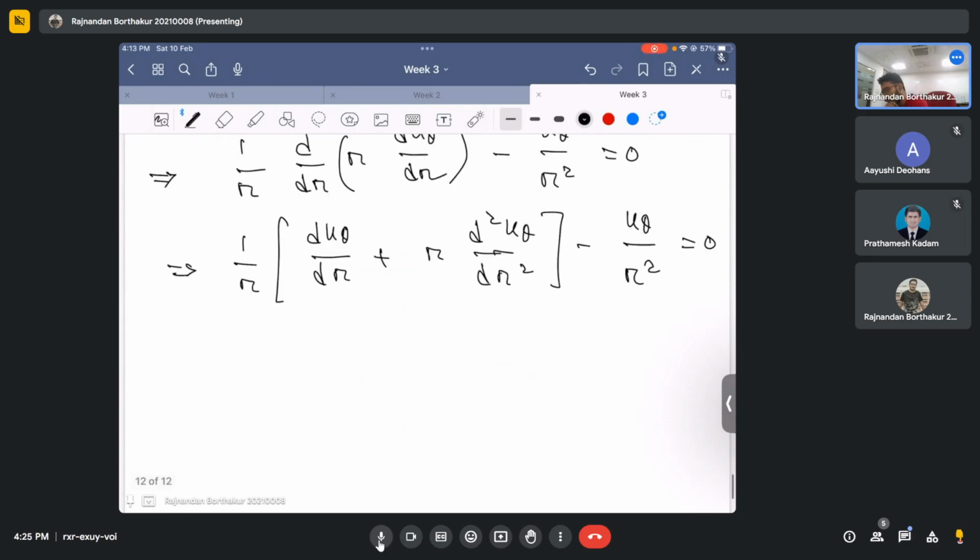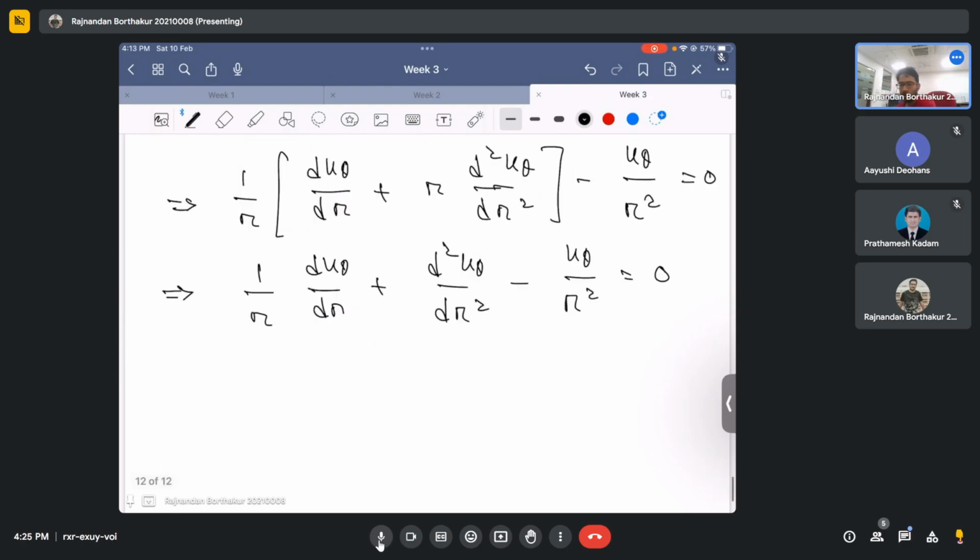Now let's do one thing. Let's first include this 1 by r here, and let's see what we get. We get 1 by r du theta by dr plus d squared u theta by dr squared minus u theta by r squared.